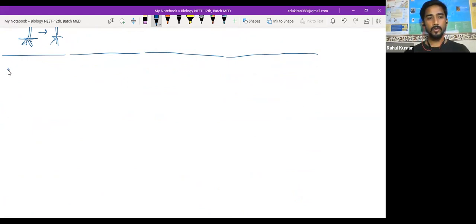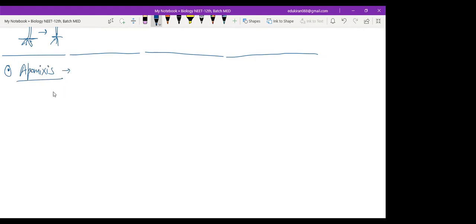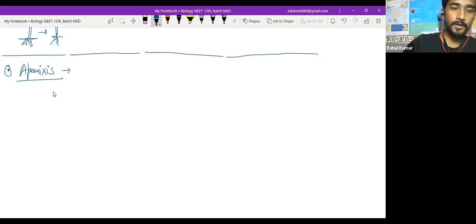One thing that you should know about is a process called apomixis. Has anyone heard this term, apomixis, in plants? I don't think it's in NCERT, but it's a very, very important concept from the entrance point of view, for all the entrances. So write down what is apomixis.